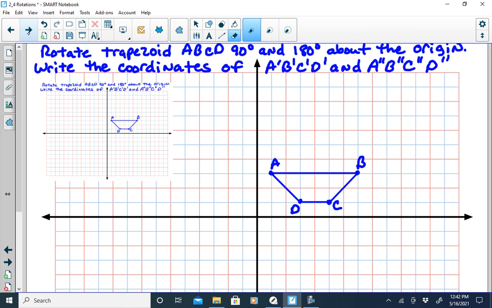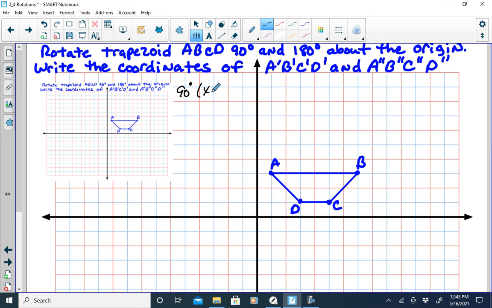Okay, so let's take a look at this next example. We want to rotate the trapezoid A, B, C, D 90 degrees and 180 degrees about the origin. Write the coordinates of A prime, B prime, C prime, and D prime. That would be for our 90-degree rotation. And A double prime, B double prime, C double prime, D double prime. That will be for our 180-degree rotation. So let's start with the 90-degree rotation.